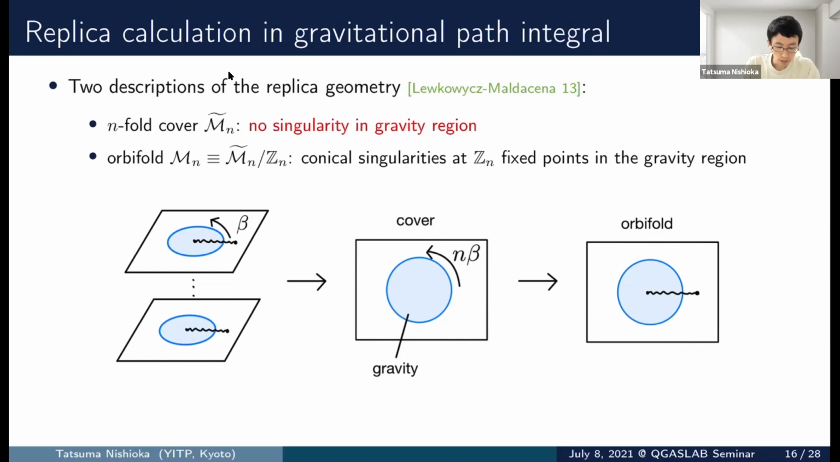So now, let's implement these ideas in the gravitational path integral calculation. We are interested in calculating the on-shell action, because we want to calculate the partition function. So we want to calculate the on-shell action on these geometries. Using the orbifold is actually very convenient. First, we basically want to calculate the on-shell action on the original n-fold cover. M_n tilde is the cover, and we want to calculate the on-shell partition function, which is equal to minus log of Z.